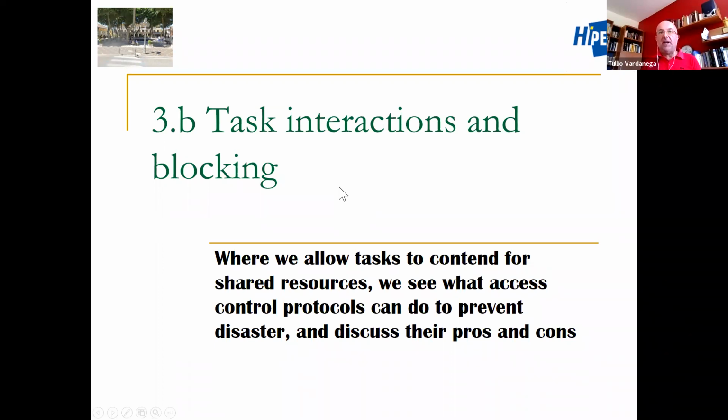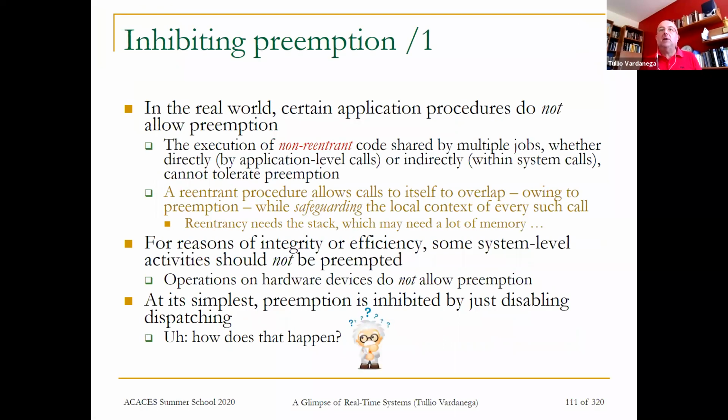Preemption is fine for tasks. It is not fine for resources, for shared resources, sorry. And therefore one says, all right, so you're telling me that you want preemption because you want to schedule tasks preemptively, but you also tell me that you don't want preemption because you want to share data. So what's the solution? Inhibit preemption when you're sharing data.